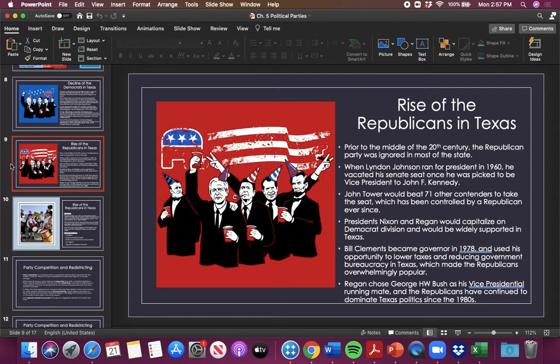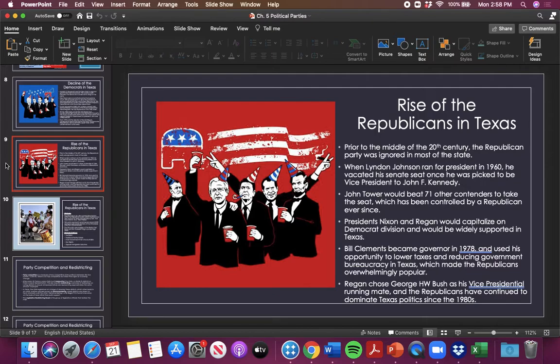Now, in Texas, for the better part of the 1800s and the beginning of the 20th century, Republicans were kind of a joke in Texas. They didn't really have a lot of influence, and you can attribute that to what happened with E.J. Davis during Reconstruction and all of that. But Lyndon Johnson runs for president in 1960 against John F. Kennedy. Obviously, he doesn't get the nomination, and Kennedy offers him the opportunity to be vice president.